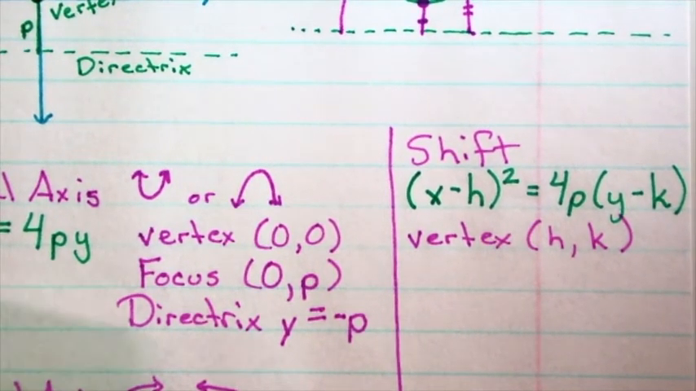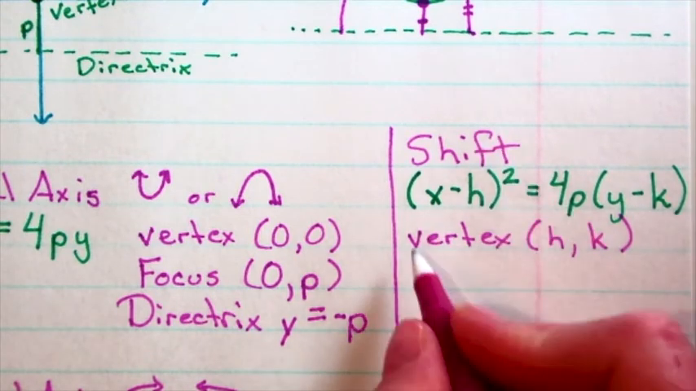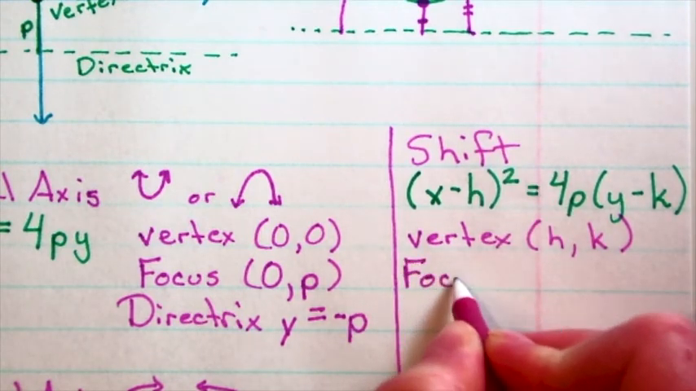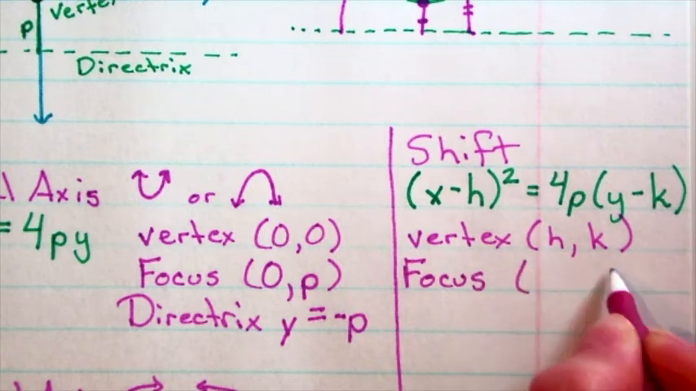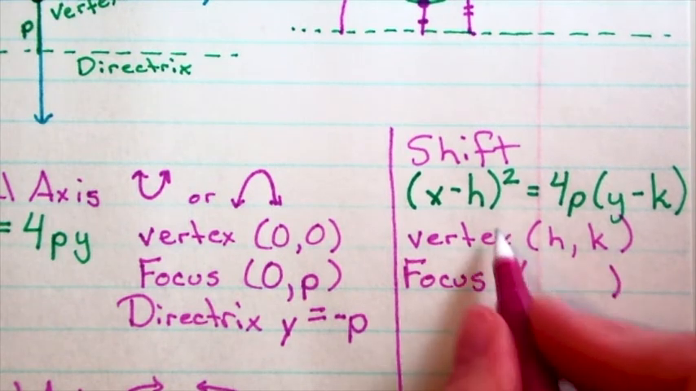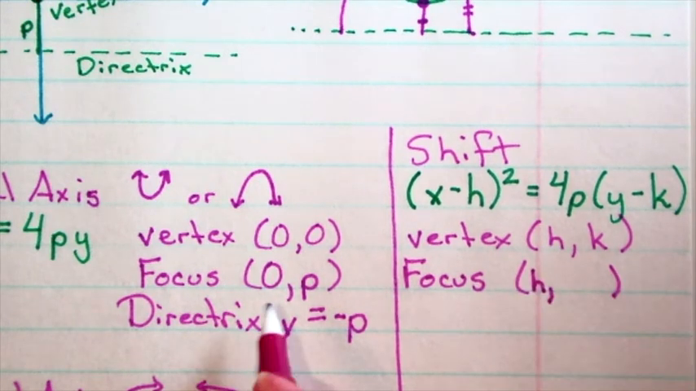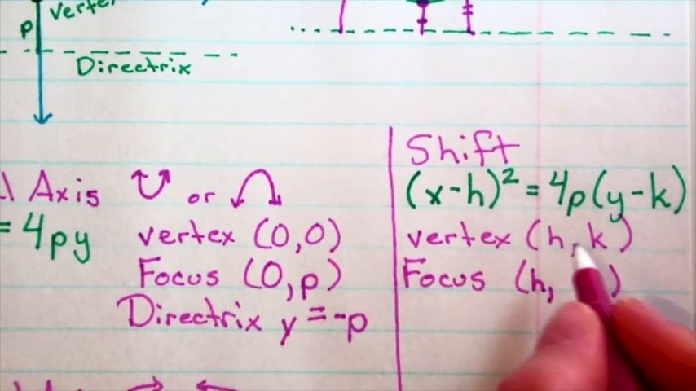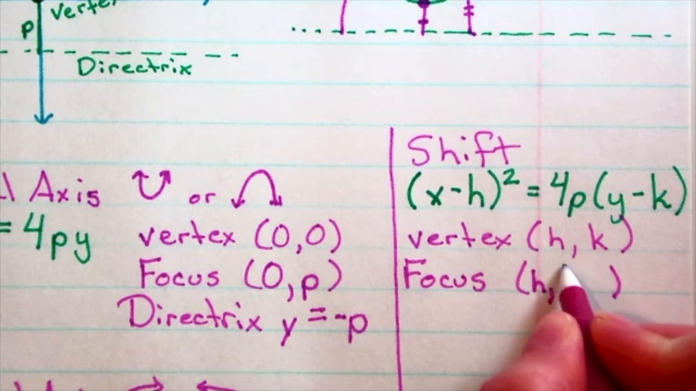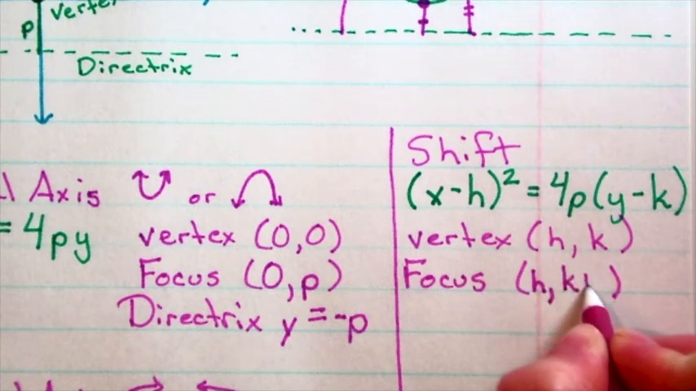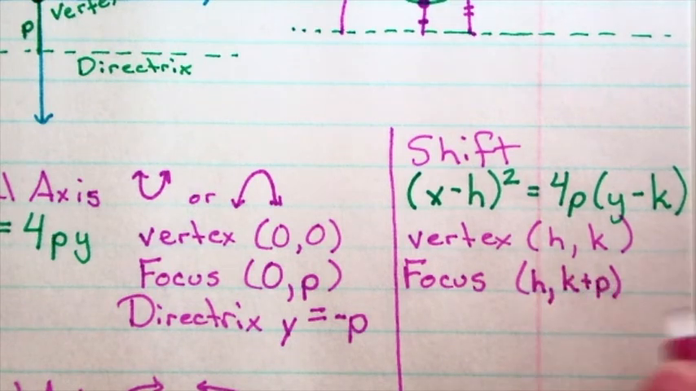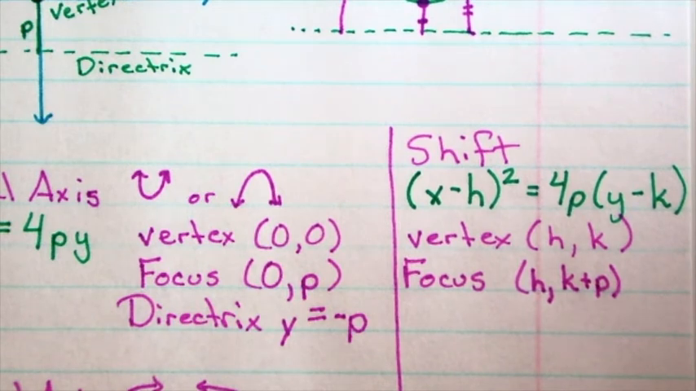Now remember, when we go to the focus, it's going to have the same X value as the vertex. And then to find out what the Y value is, it's going to be K plus P. So we're going to have to go up P units from wherever that is. So whatever the P value is from my equation, that's what I'm going to use.